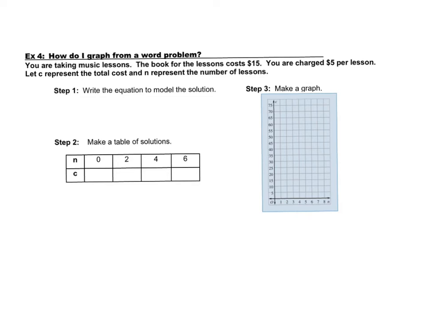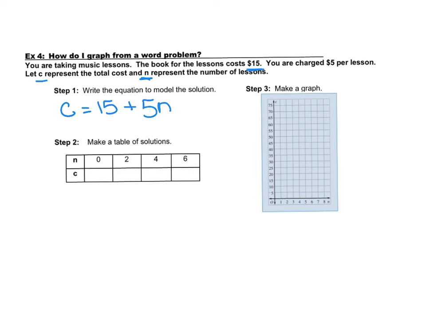So again, you've got your total cost, and they're saying let letter C be the total cost. And then you are going to pay for that book one time. So you're going to make that $15 payment. And after that, you're going to be charged $5 for every lesson. And they're saying let N represent the number of lessons. So you have this equation that is C is equal to 15 plus 5N.